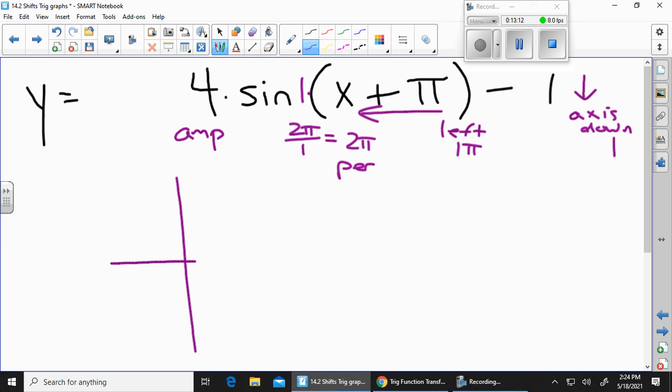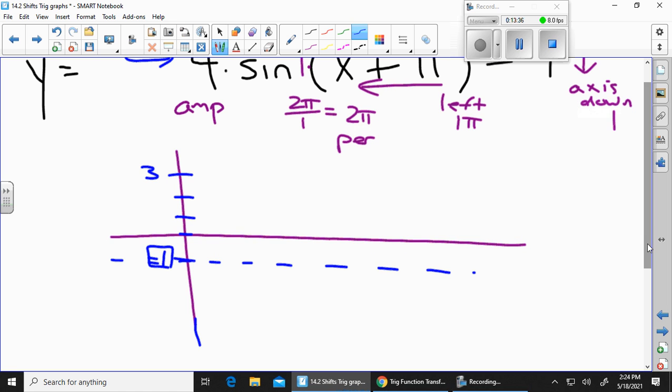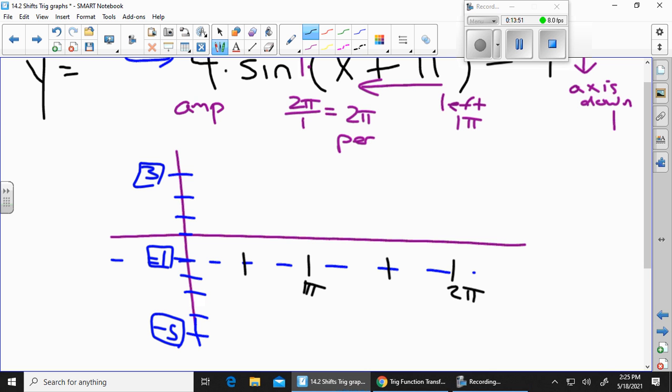So I think of my picture. I always start there. I'm going down 1. I'm at -1. Now I go to the beginning. Up 4, which is going to take me to 3. Down 4, which is going to take me to -5. Mark off the period. Just the way you did. 4 slash marks, 2 pi, 1 pi, a half pi, 1.5 pi.